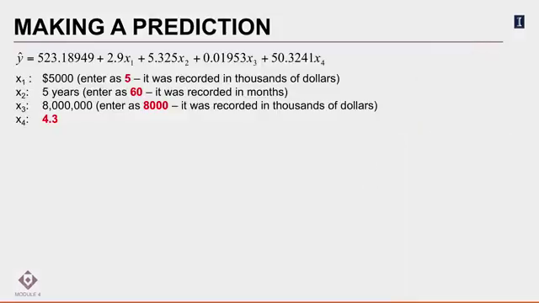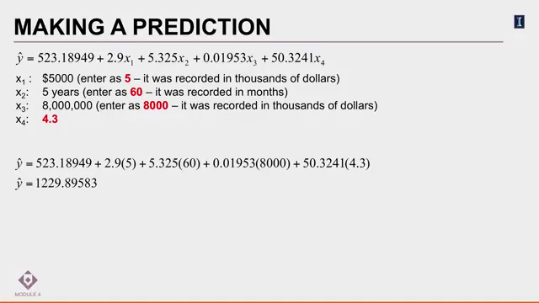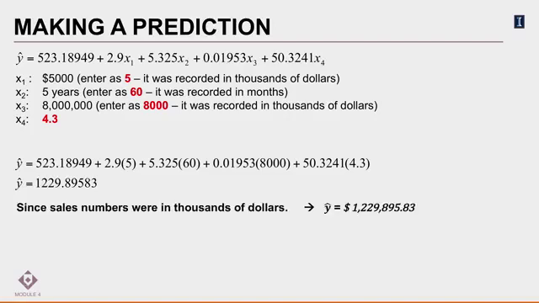Given the regression equation and the values of the independent variables, the estimated value of Y, sales, is 1,229.89583. Just remember to express it in a correct way. We had recorded and analyzed the data by expressing the sales in thousands of dollars, so we need to multiply the prediction value by 1,000, which gives us 1,229,895,083. And this is the midpoint of the confidence interval.